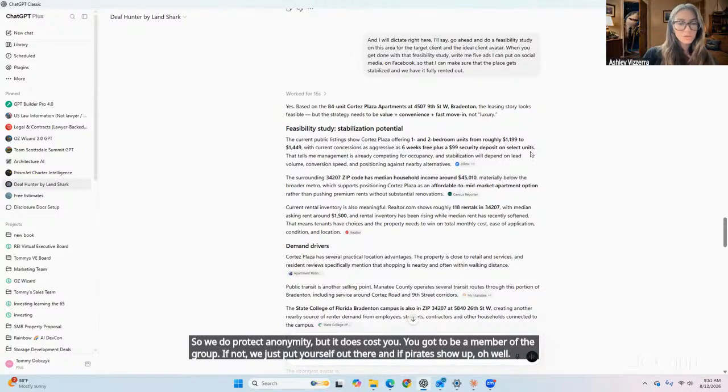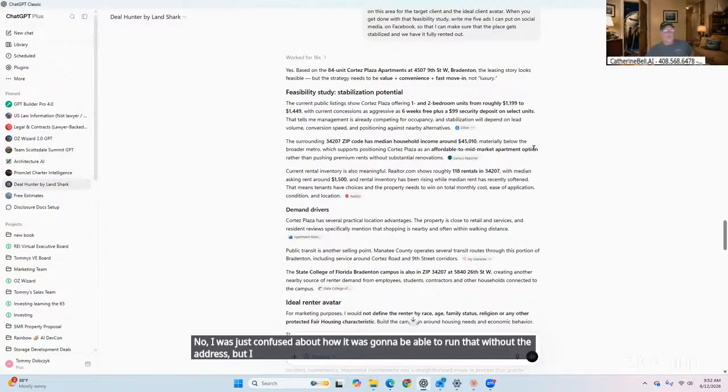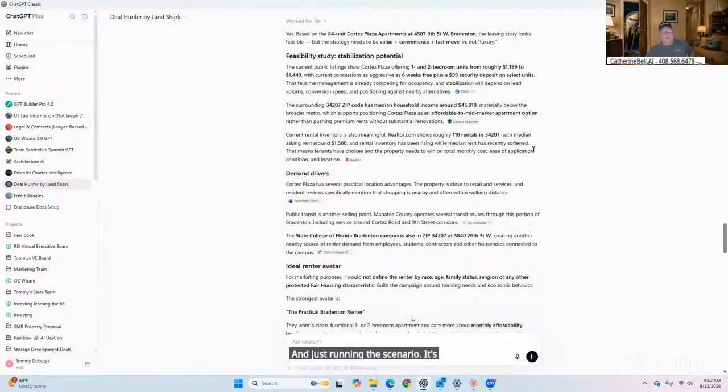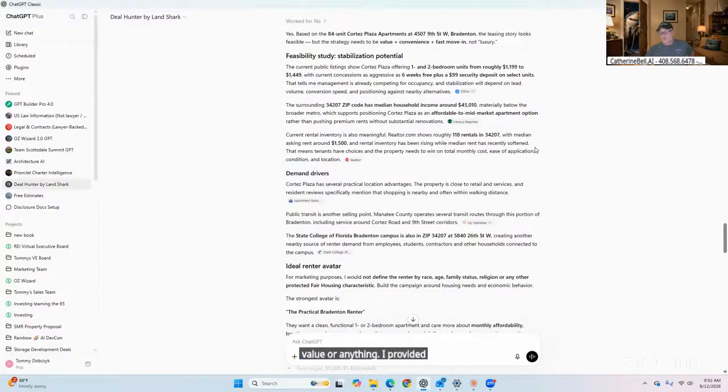I was just confused about how it was gonna be able to run that without the address, but it's just running the scenario. It's giving me a case study, and it wouldn't necessarily need the address because I didn't ask for it to give me an actual value or anything. I provided it all the metrics. I missed what that said. Somebody want to read that in chat?